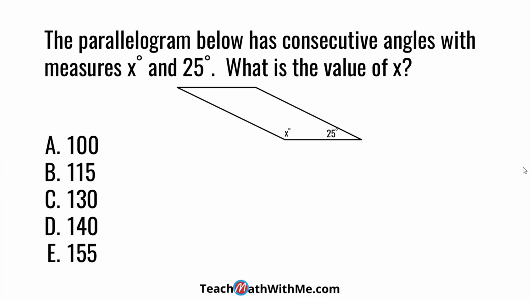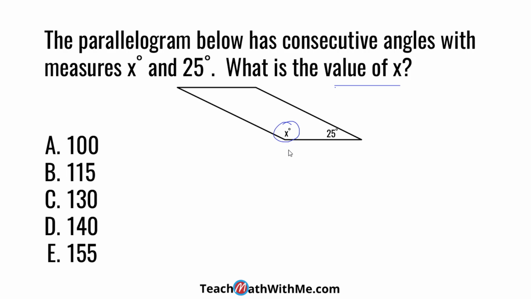Let's work this ACT math question. The question says that the parallelogram below has consecutive angles with measures x degrees and 25 degrees. What is the value of x? So we're looking for x, and when I look at my figure, I'm looking for this angle right here.